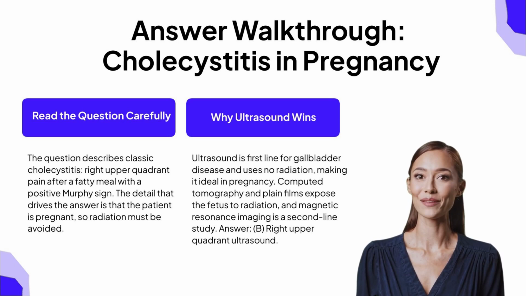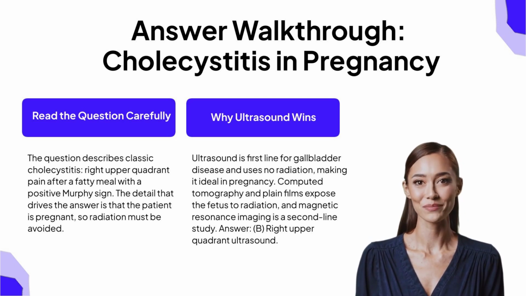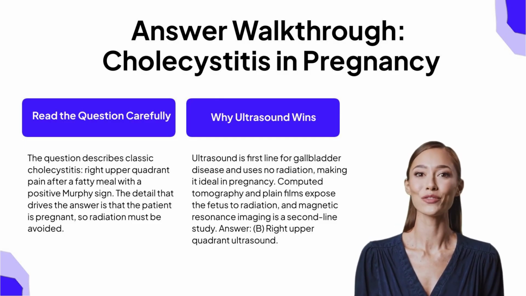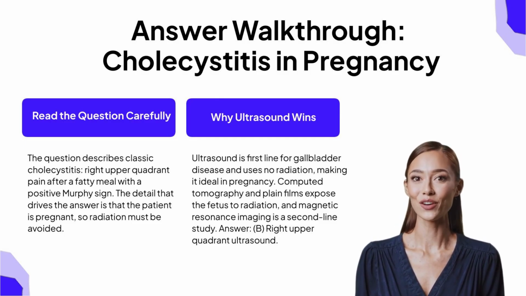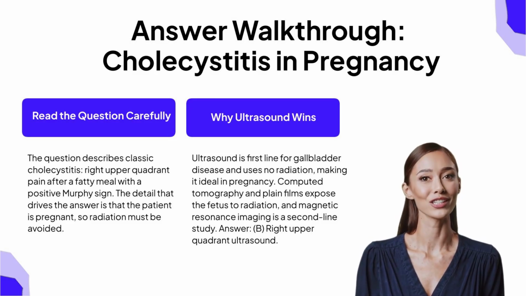Computed tomography and plain films expose the fetus to radiation, so they are wrong here. Magnetic resonance imaging is a reasonable second-line study, but is not the initial choice. The correct answer is B, right upper quadrant ultrasound.